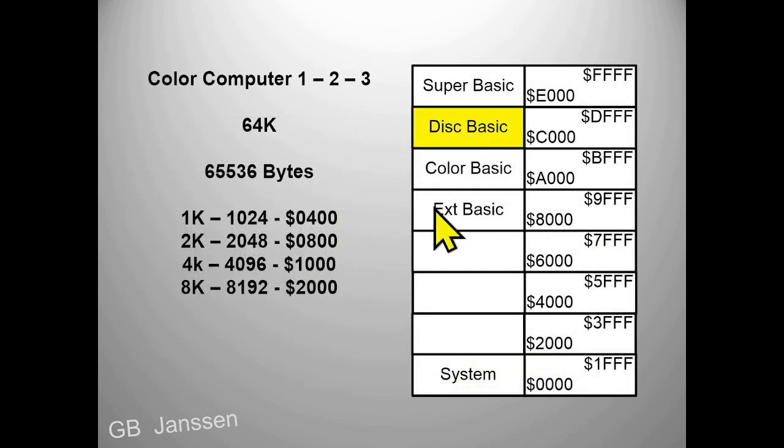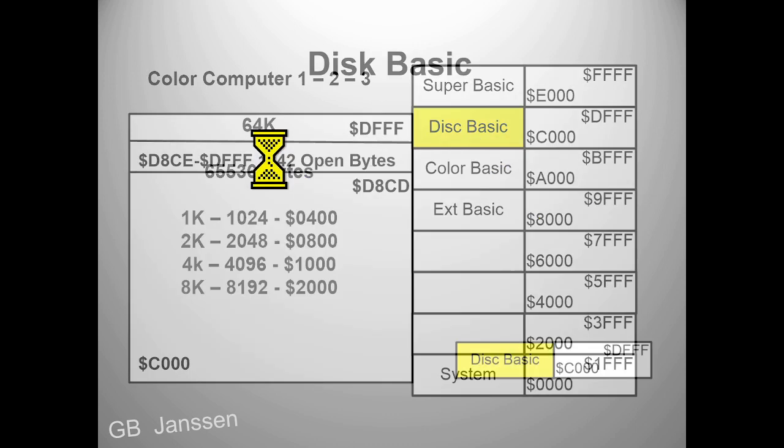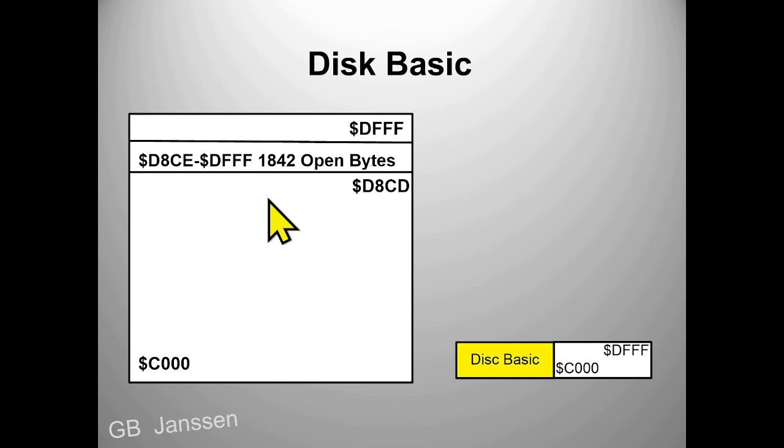Next one we'll look at, we'll skip extended basic because it's pretty much hard in place. Color basic, same way. We'll take a look at disk basic. The only reason we're looking at it is because disk basic starts at C000 and goes up to D8CD, which means this is all open space in between D8CE and DFFF. There's 1,842 open bytes where you can stick some stuff in.